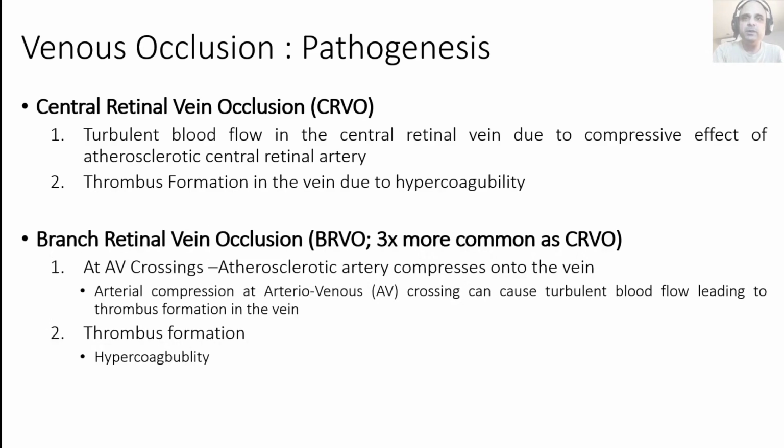A branch vein obstruction is 3 times more common than a central vein obstruction, and it happens at an AV crossing. And remember, AV crossings generally in normal individuals are good because they are protecting the vein from the effects of the intraocular pressure. But if the artery starts expanding in response to atherosclerosis or other reasons, it would compress the vein itself now. Think of it as a mother hen who is now squashing her chicks. So this is the more common reason. It is possible to have a direct thrombus formation in a branch vein because of hypercoagulability, but by far the AV compression, or the artery compressing the vein at an AV crossing, is a more common reason.